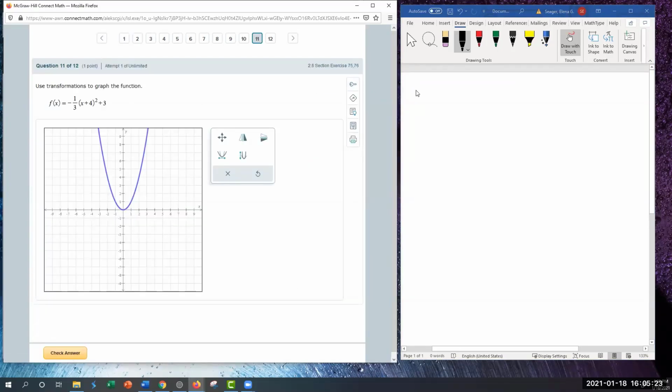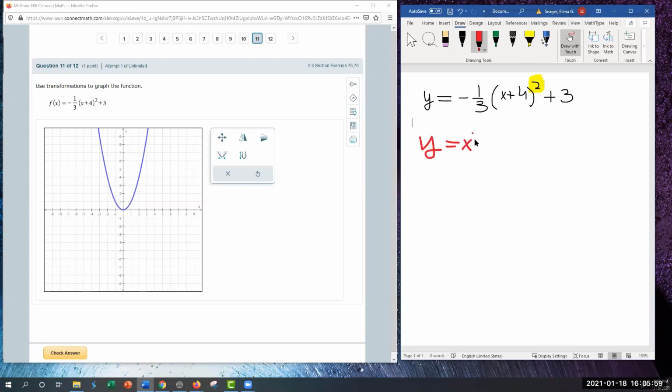So we have to use transformations to graph this function. I will say y equals -1/3 times (x + 4) squared plus 3. The main thing here is this square. It means our parent function is y equals x squared.